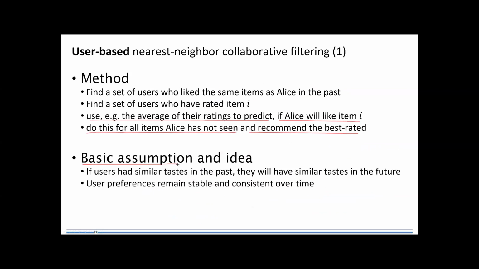So the basic assumption and idea is, as I mentioned to you, if users had similar tastes in the past, they will have similar tastes in the future. And user preferences remain stable and consistent over time. So this is the assumption: the user preferences will be the same. It means I do not have any changes on my taste or preference. For example, if I like the comedy movie, then I will always like the comedy movie.